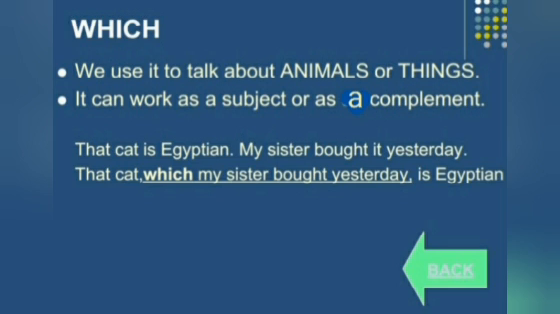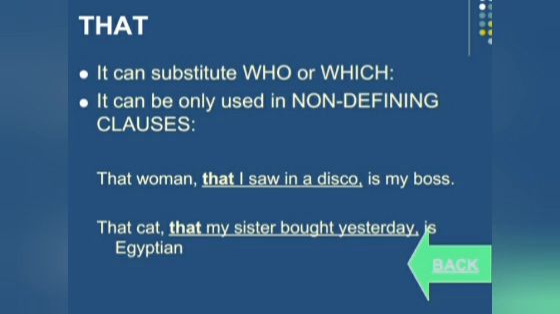Take the next one, that. It is used to substitute who or which, and it can be only used in non-defining clauses. Take for example, that woman that I saw in a disco is my boss. That cat that my sister bought yesterday is Egyptian. So that in both the sentences is your relative pronoun and it is combining the two thoughts. Okay?